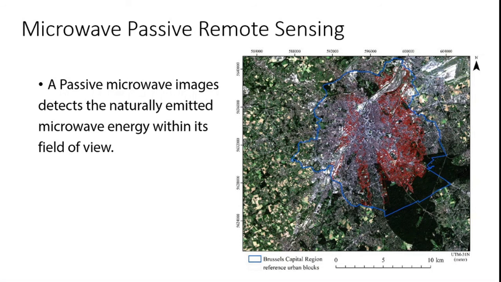The second type of passive remote sensing is microwave passive remote sensing. As in active remote sensing, the radiations used are microwave, but the satellite or sensor emits its own radiation to capture the image. Likewise, in passive remote sensing, microwave radiations are used, but the image is captured through light which is naturally generated by the sun, and the passive microwave images detect the naturally emitted microwave energy, and then a field of view or the observed study area can be captured.